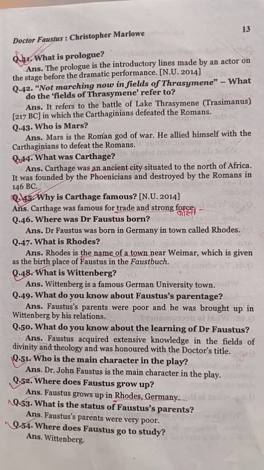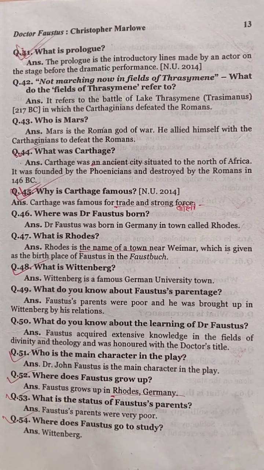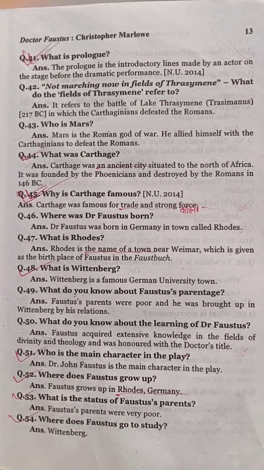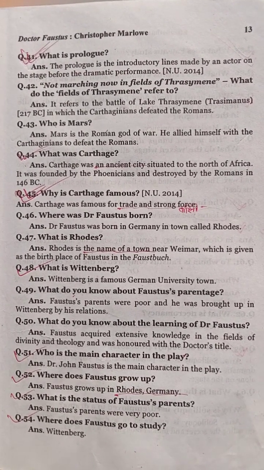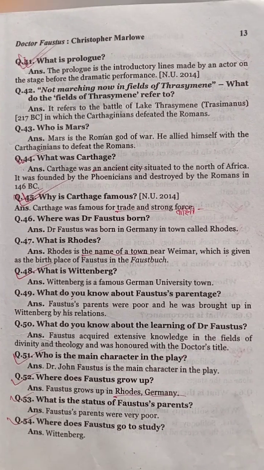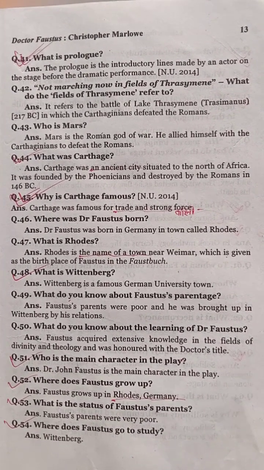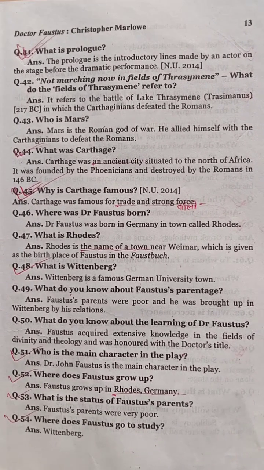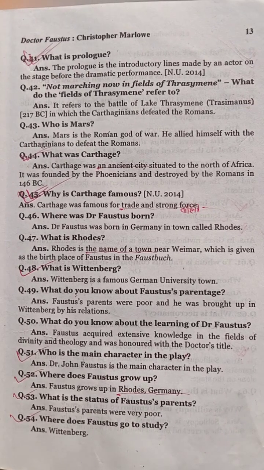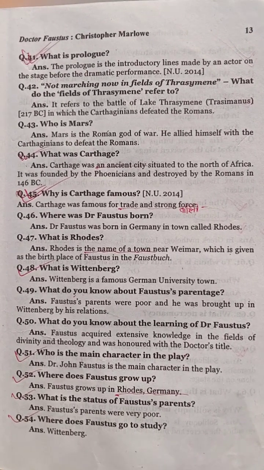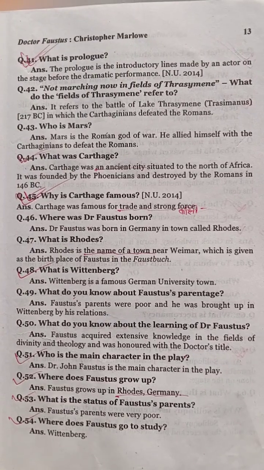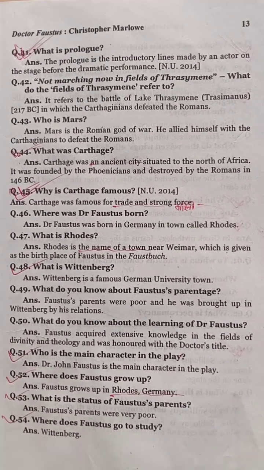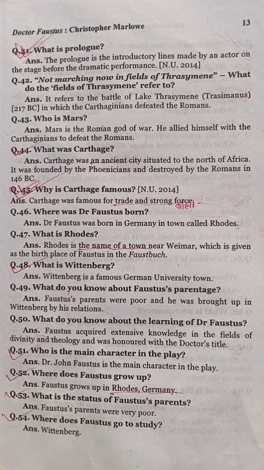50. What do you know about the learning of Dr. Faustus? Faustus acquired extensive knowledge in the fields of divinity and theology and was honored with the doctor title. 51. Who is the main character in the play? Dr. John Faustus is the main character in the play. 52. Where does Faustus grow up? Faustus grows up in Rhodes, Germany. 53. What is the status of Faustus' parents? Faustus' parents were very poor.